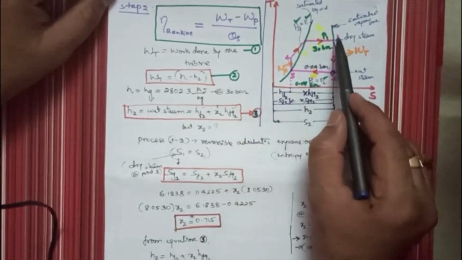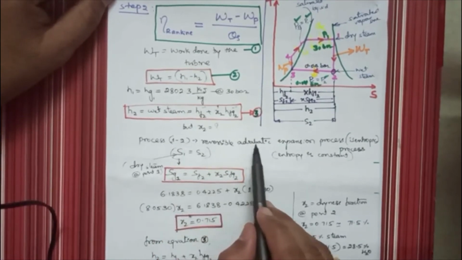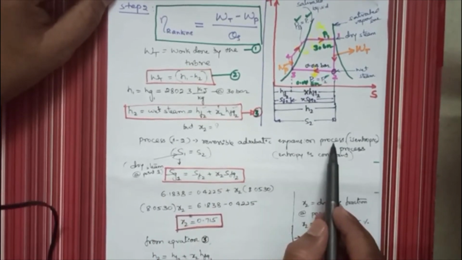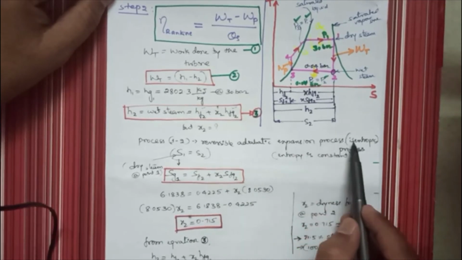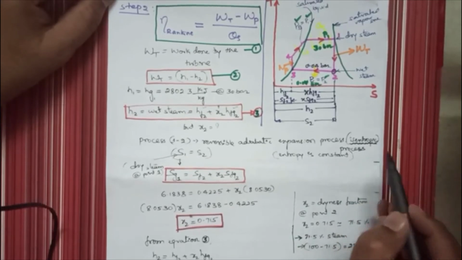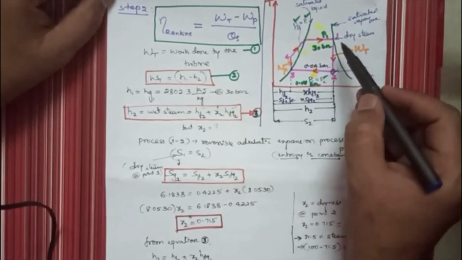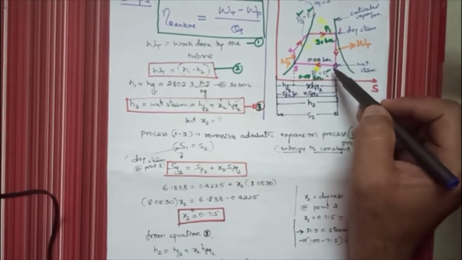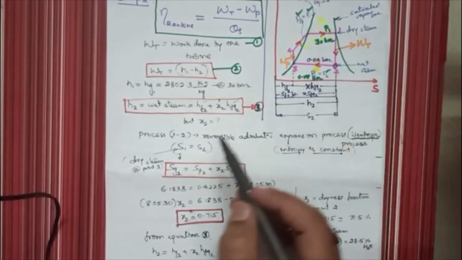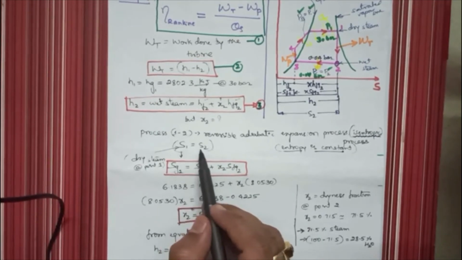And we know that it is an ideal case. Process 1 to 2 is a reversible adiabatic expansion process. A reversible adiabatic expansion process is also called an isentropic process, that is entropy is constant. So during the 1 to 2 process, entropy is constant. So I will write S1 is equal to S2.